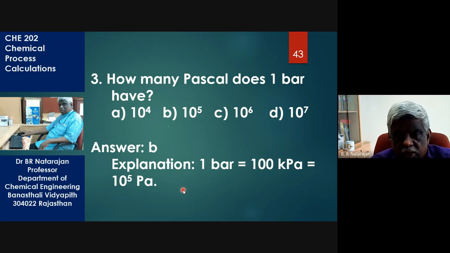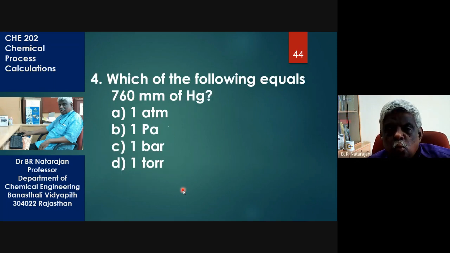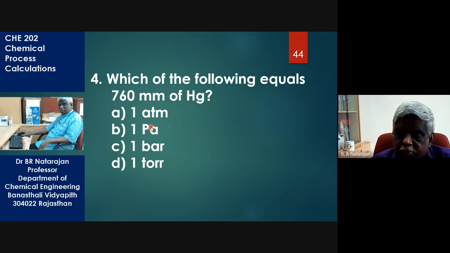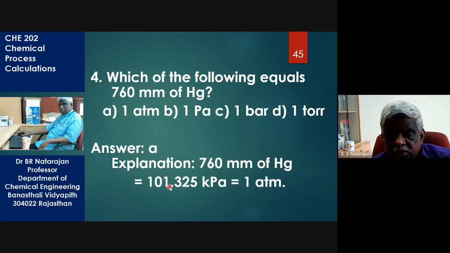One more small one, which is equal to 760 millimeters of mercury. 760 millimeters of mercury corresponds to 1 atmosphere. So A must be the right answer. Yes, 760 millimeters of mercury is the same as 101.325 kilopascal or 1 atmosphere.